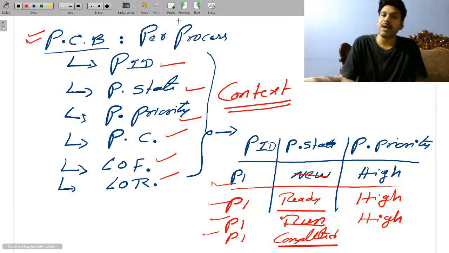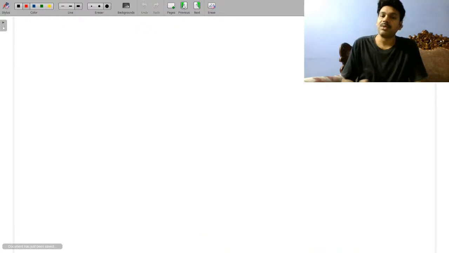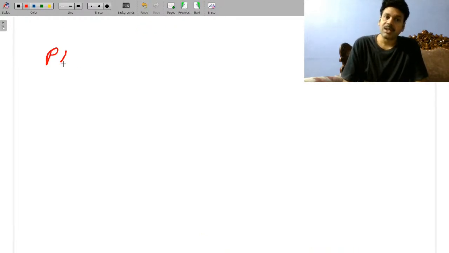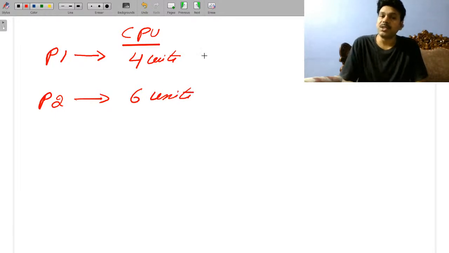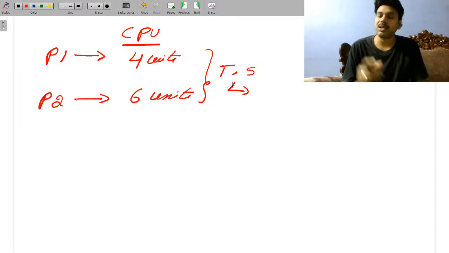Therefore, here I will give you one small example. P1 and P2 require CPU time. I need 4 units of CPU time for P1, and P2 requires 6 units. Please observe, both are running in the time sharing concept. Time sharing means each process is executed for a minimum guaranteed amount of time. For example, I am taking 2 units.